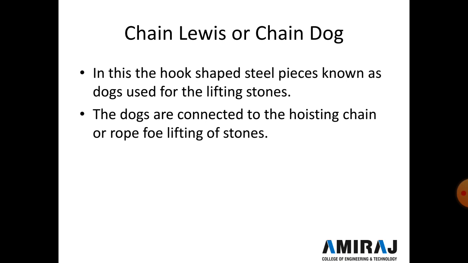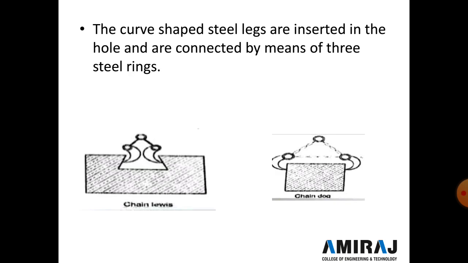Now next type of levis is chain levis or chain dog levis. In this type of levis, the hook shape steel piece is known as a dog, and this dog is used for lifting the stone. The hook ends of the dog are inserted in a hole of 18 mm, and the dogs are connected to the hoisting chain or rope for lifting of the stone. In chain levis system, the dovetailed hole is made in the center of the top surface of the stone for lifting purpose. So see this figure.